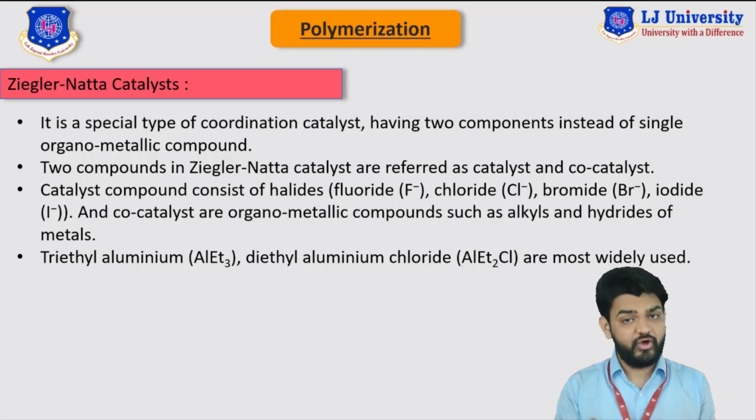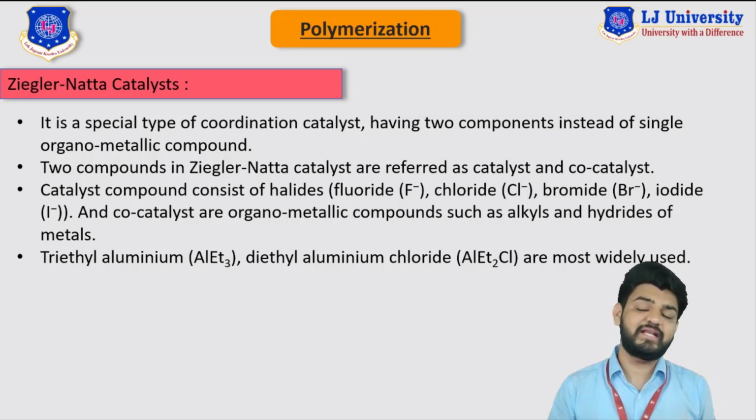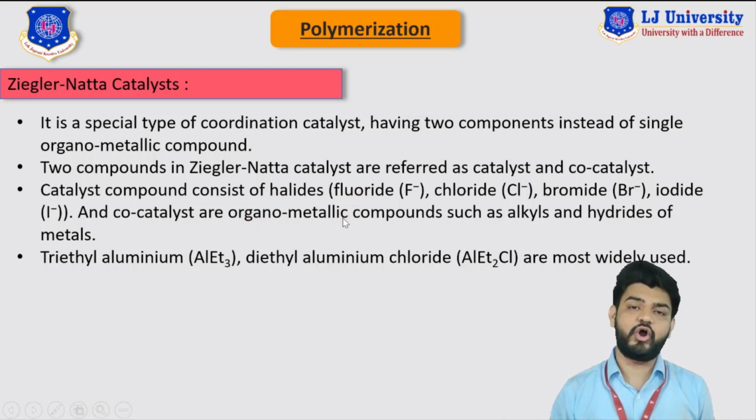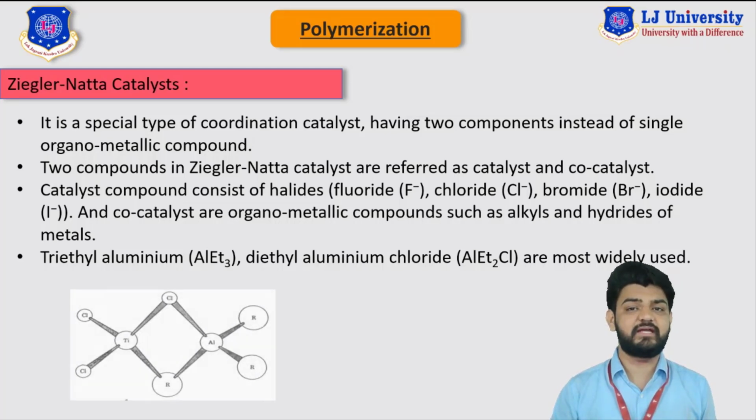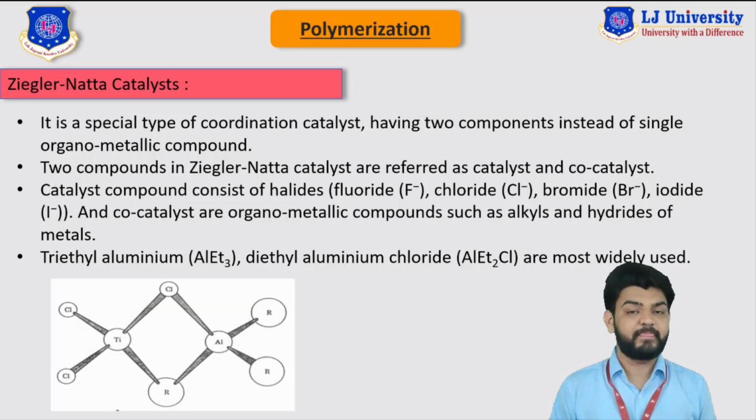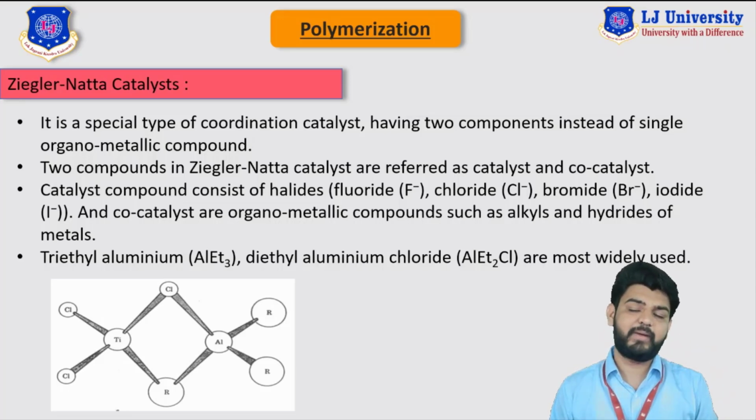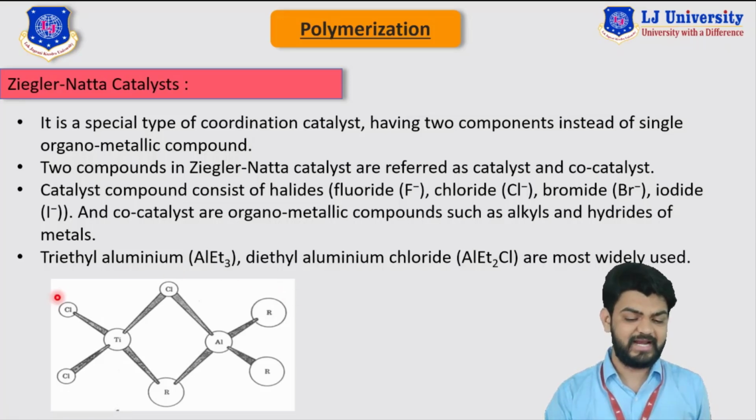Then what is the co-catalyst? Basically the co-catalyst can be anything from the organic metals. You can see here it can be anything from the organic metal compounds such as alkyls and hydrides of metals. So now all in all we can say that this Ziegler-Natta catalyst is basically a complex mixture of two organic compounds and one monomer. You can see here on the screen one typical example of this Ziegler-Natta catalyst.